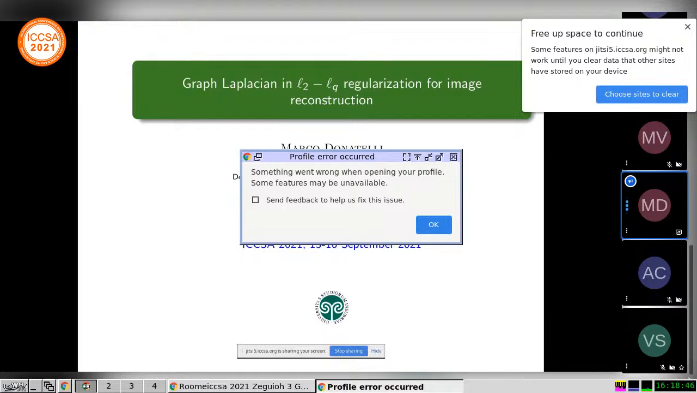This is joint work with Alessandro Buccini, and I will talk about the graph Laplacian that was previously introduced in the Caterina Fenu talk, and the L2-LQ regularization that was very well described. The idea is the same described by Lothar Reichel in the earlier talk, so I think that I can go quite fast.